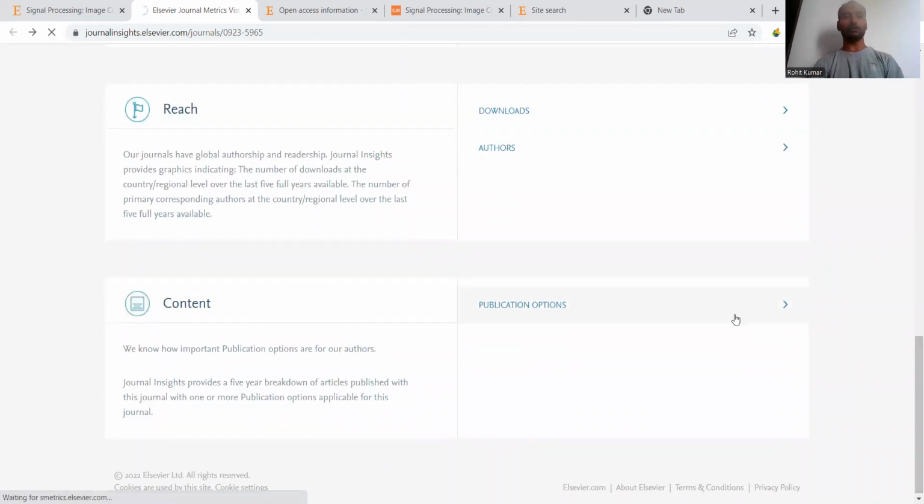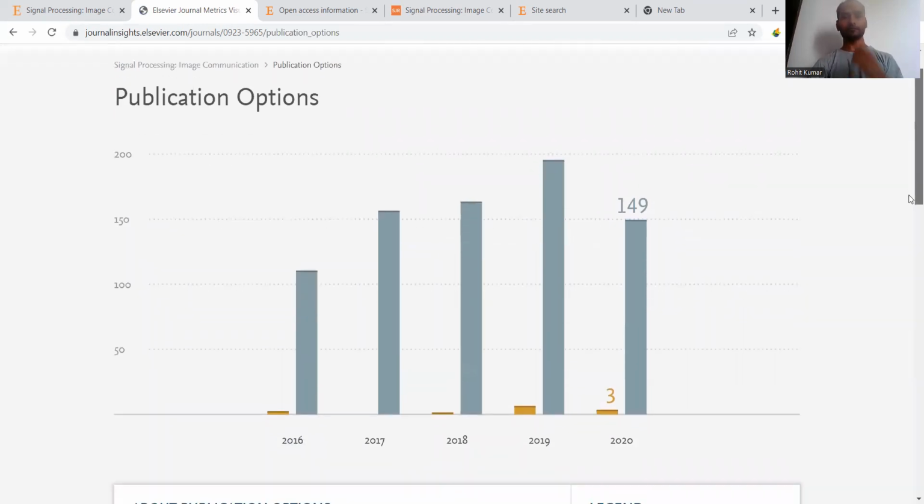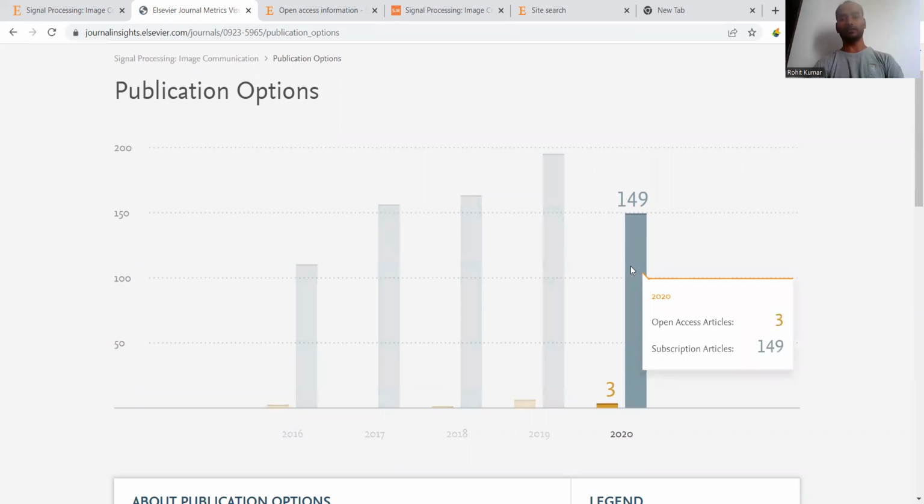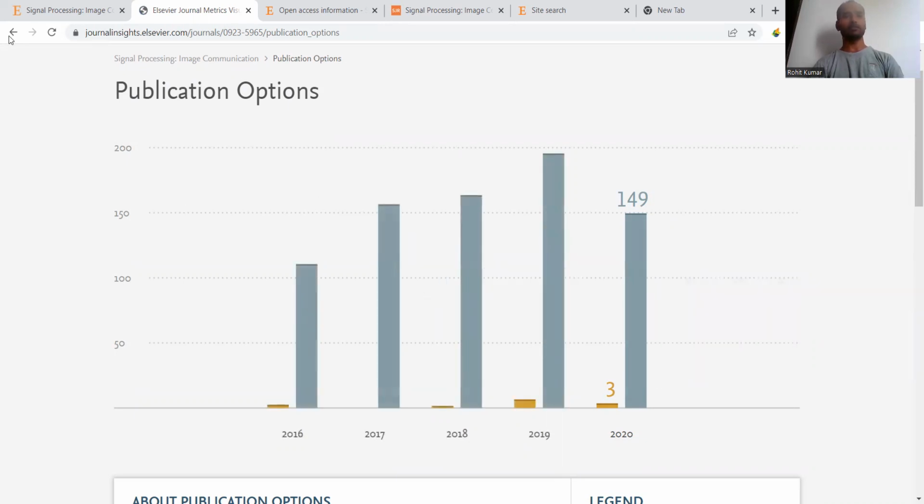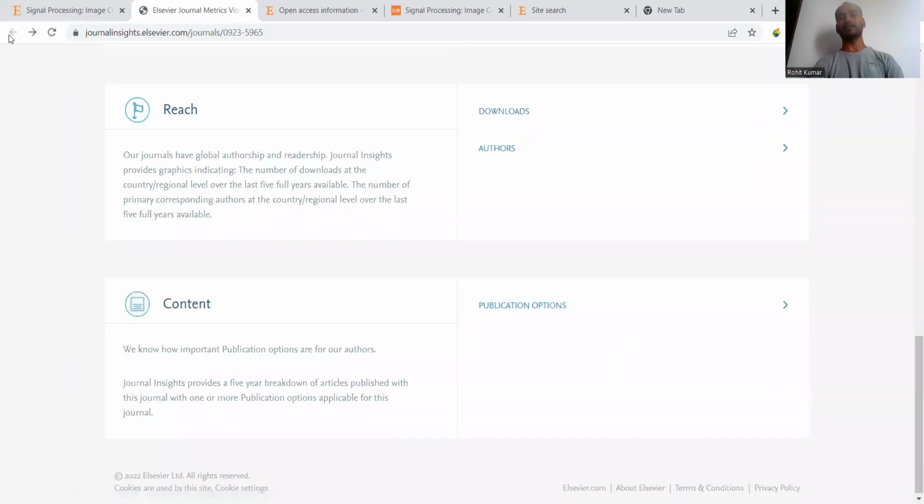Publication options. Again, two types of publishing option, as we have already seen: subscription based and open access. You can see that open access articles are 3 in 2020 and 149 articles are subscription based. Quite a good ratio; usually open access articles get accepted more by a particular journal. In this way, people also comment that the journal is not maintaining quality. I'm not saying that open access articles don't have sufficient quality. But people do say that many times the journal, for the sake of financial issues, accepts more open access. So it's a debated issue.